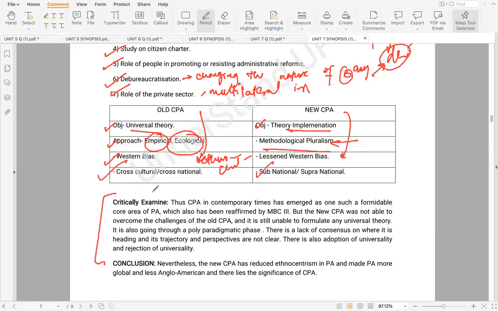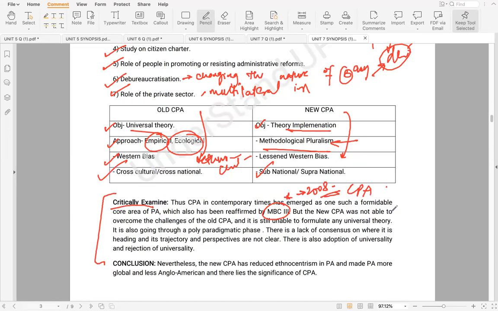Critically examine. You also try to talk about the negatives of new CPA and some similarities with old CPA. The CPA in contemporary times has emerged as a formidable core area of public administration, which has also been affirmed by MBC3 in 2008. You know about how the Minnowbrook Conference talked about CPA studies, right?